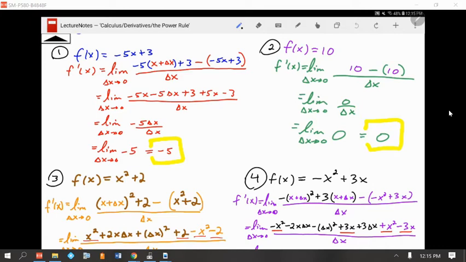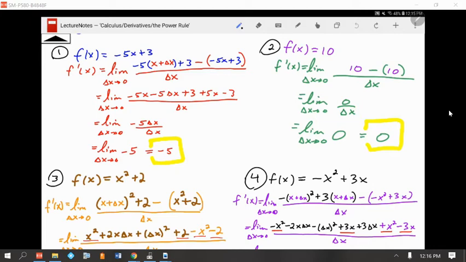Once you learn how to do this, you don't want to go back to this limit formula. On number 1, obviously you see all that writing there. When you know the answer is -5, you just write -5 and you're finished, right? So if the function is -5x plus 3, the derivative is -5. F prime of x is -5.